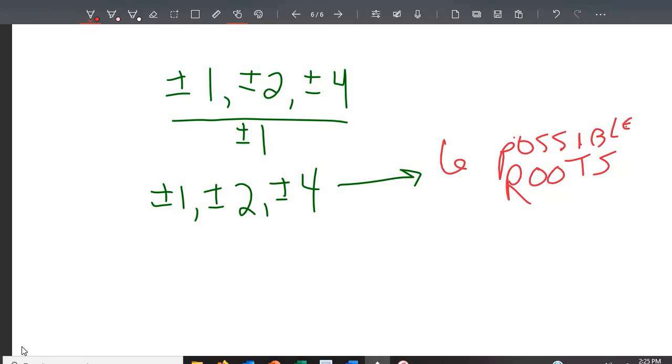What I would do if I wanted to solve this equation, I would have to take each one separately, use synthetic division, and then do this until I find a remainder of 0. But before I do that, I want to practice finding these possible roots. Let's do this one.